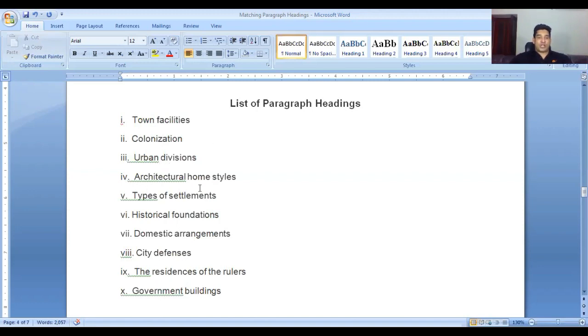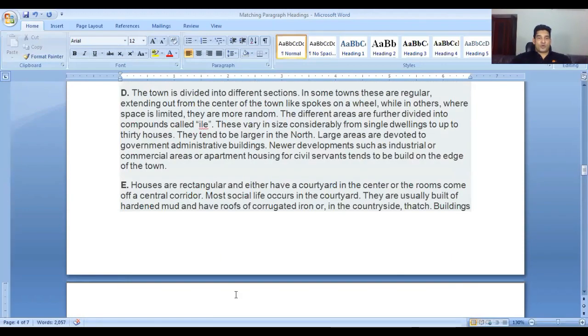Urban division, architectural home styles, types of settlements, historical foundations, domestic arrangements, city defenses, the residents of the rulers, and the government building. So these are actually the headings. Let's move forward. And this is the topic over here.